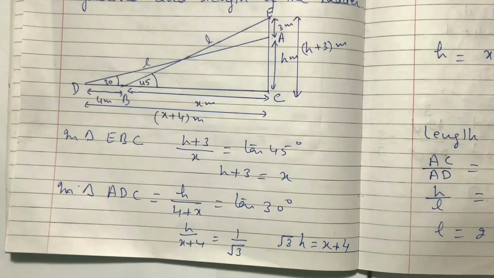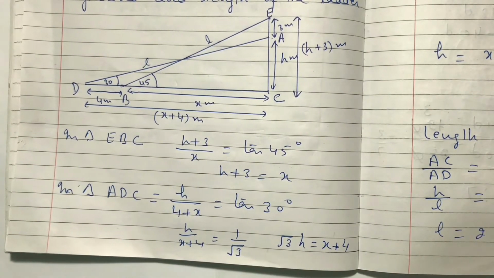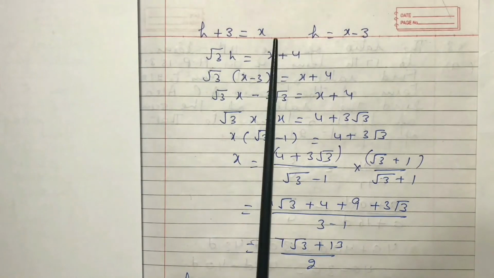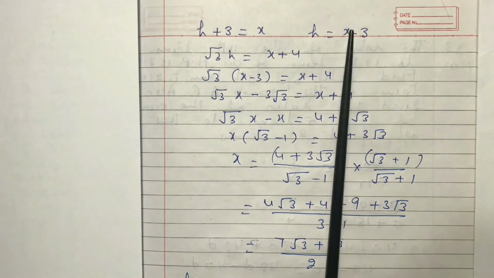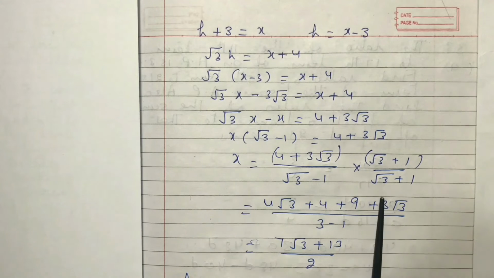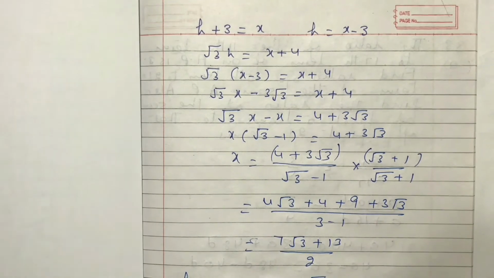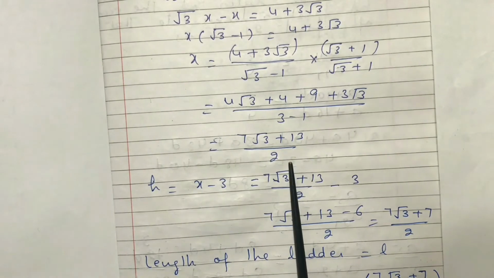It means root 3h is equal to x plus 4. Now I have two equations. One is this and one is this. यहाँ से आप h की वैल्यू निकाल लो और उस h की वैल्यू को आप यहाँ पर सब्स्टिट्यूट कर दो और इसको सॉल्व करोगे. You will find the value of x. So x will come out to be 7 root 3 plus 13 upon 2.